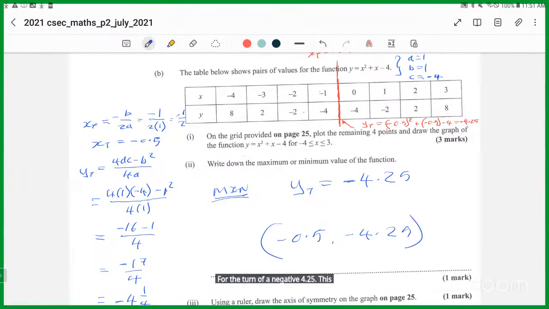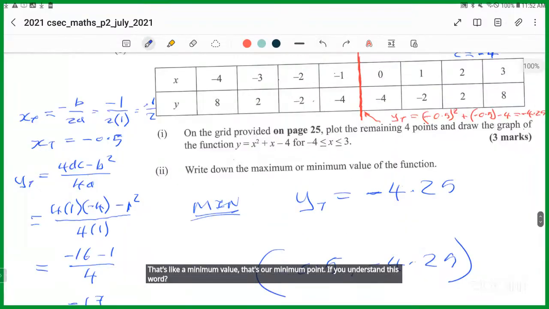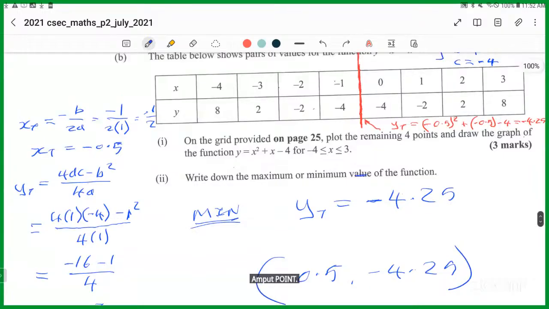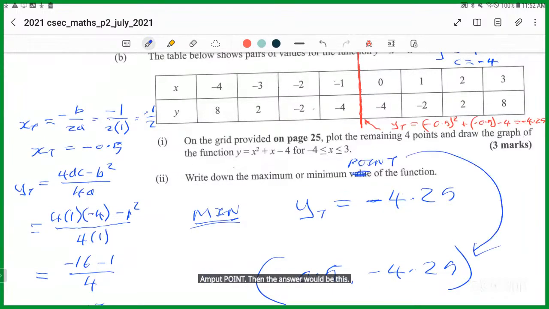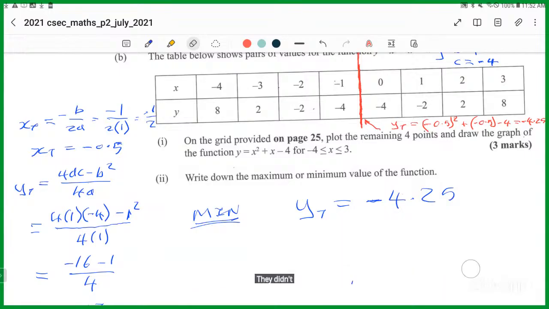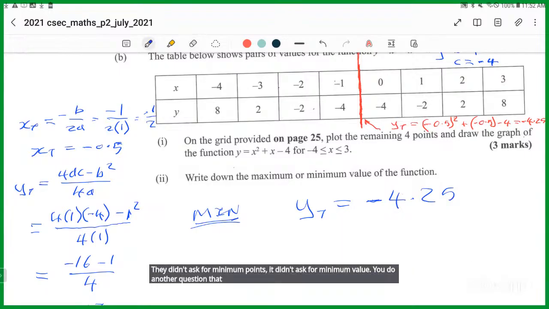This is wrong. That's not a minimum value. That's a minimum point. If the question changed this word and put point, then the answer would be this. But they ask us for minimum value, which is a y value. So this down here is wrong for this question. It didn't ask for minimum point. It asked for minimum value. You do another question that will ask for minimum point, you know.